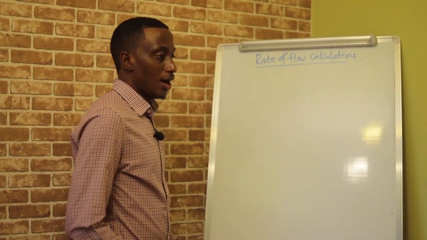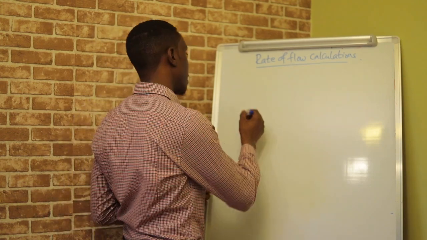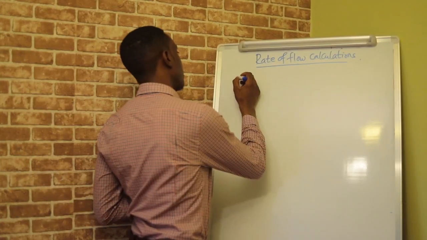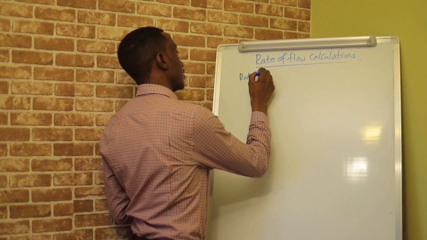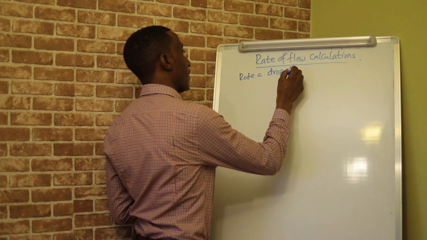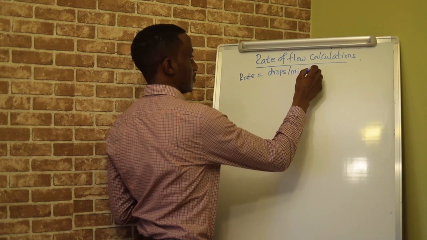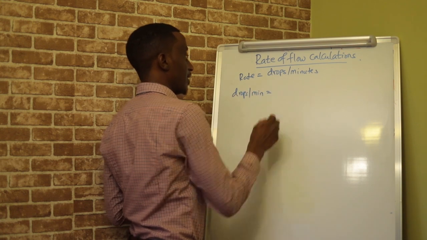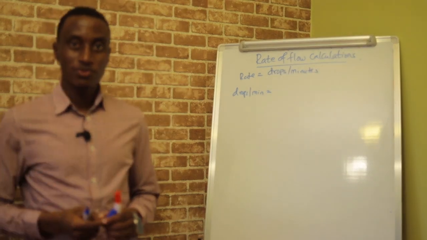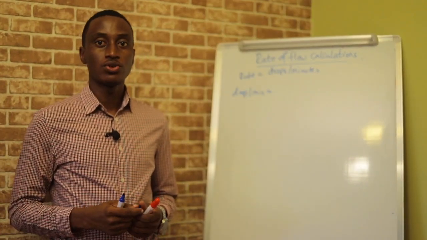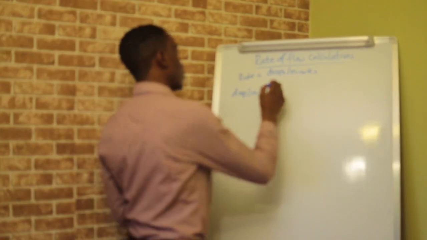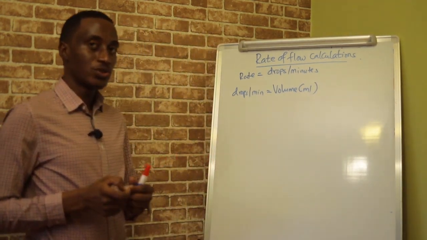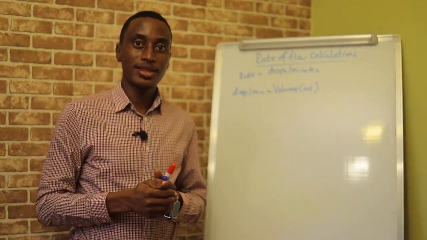So, infusion rate. Remember that rate means something over time. So infusion rate is calculated in terms of drops per minute. This is the rate. And in order to calculate this, you need to have a certain volume of fluid which you need to administer to the patient. So we need to have the volume in terms of mils.